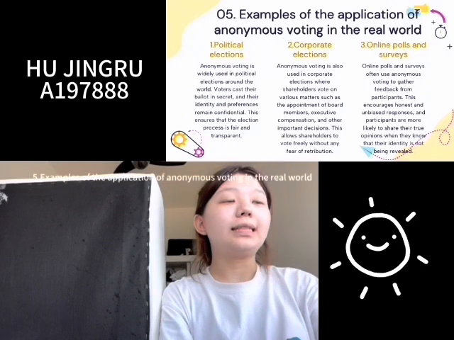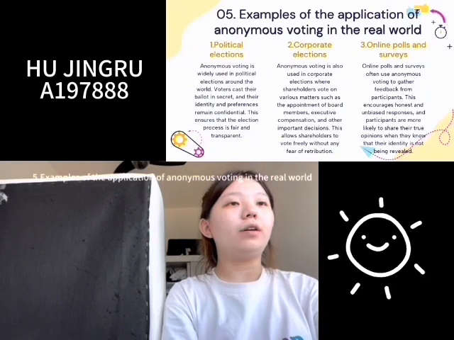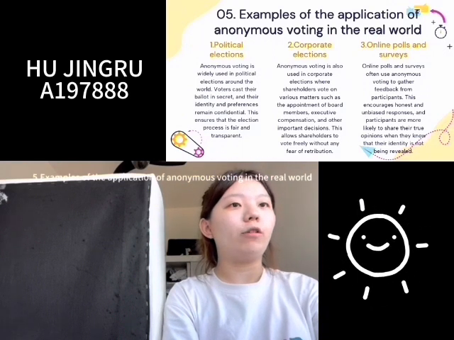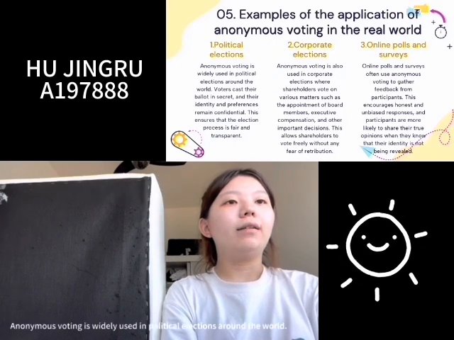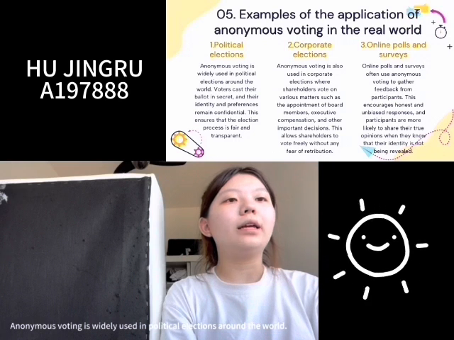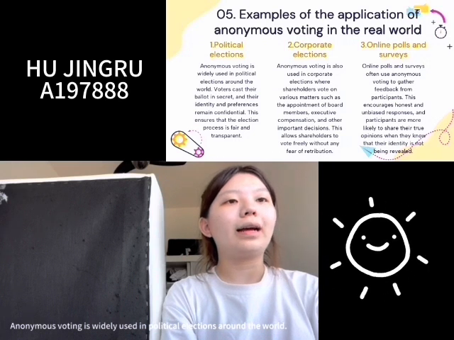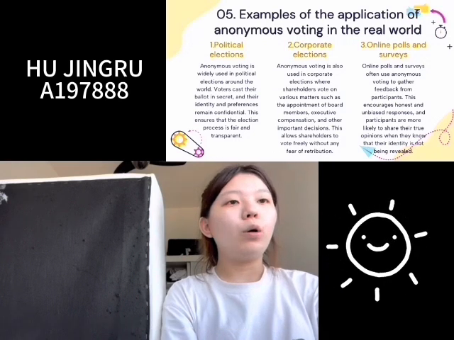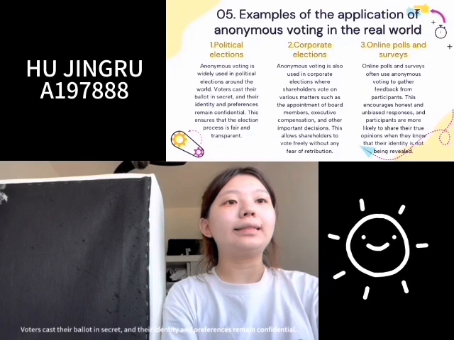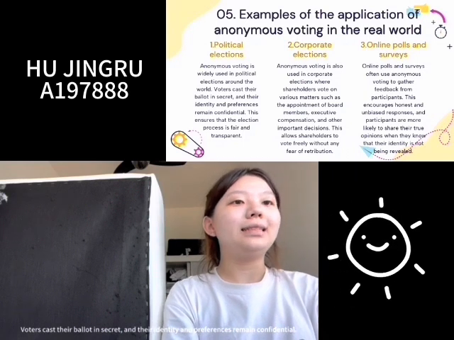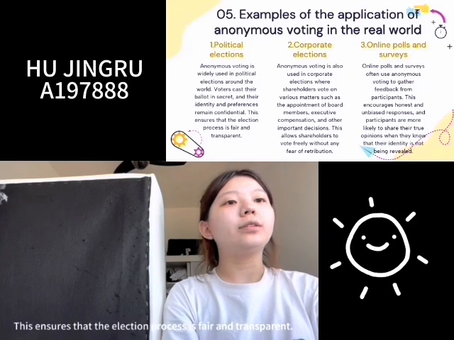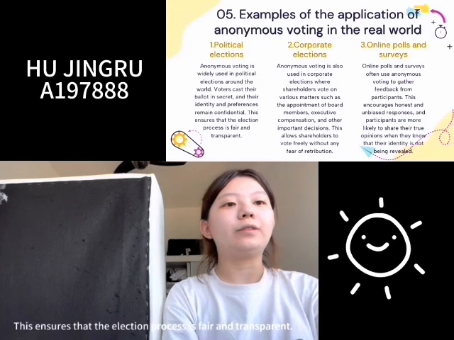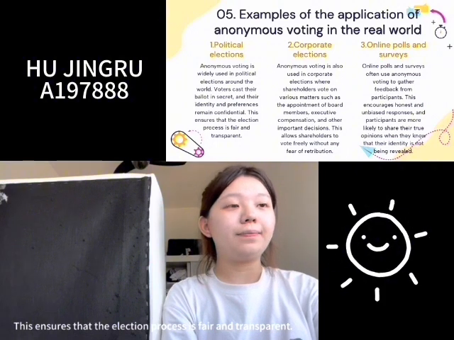5. Examples of the application of anonymous voting in the real world. First, political elections. Anonymous voting is widely used in political elections around the world. Voters cast their ballots in secret, and their identity and preference remain confidential. This ensures that the election process is fair and transparent.